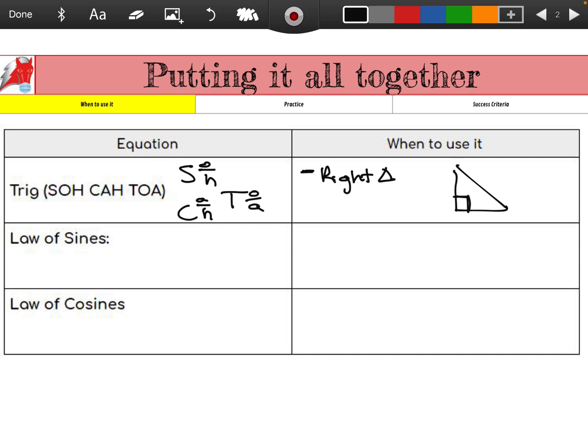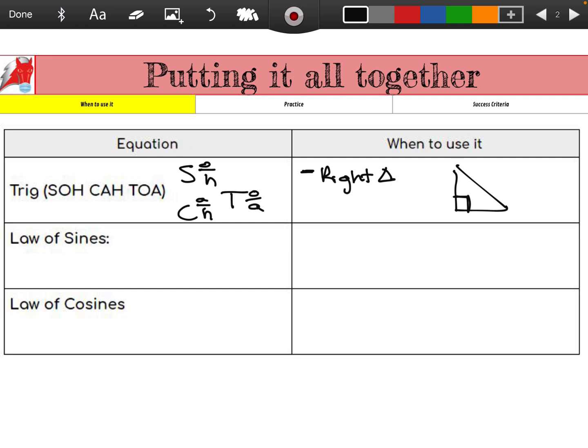Also don't forget, if you have a right triangle, you also have in your toolbox the Pythagorean Theorem. As long as I know two sides of the triangle, I don't need to go trig again, I can do Pythagorean Theorem. So keep that in mind too. But the big thing for trig, if it's a right triangle, trig is your best bet.